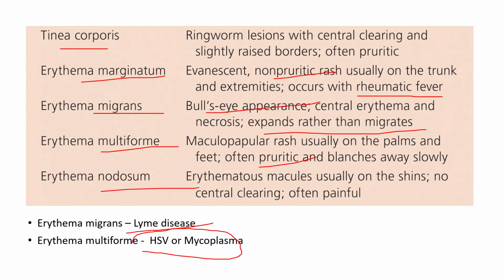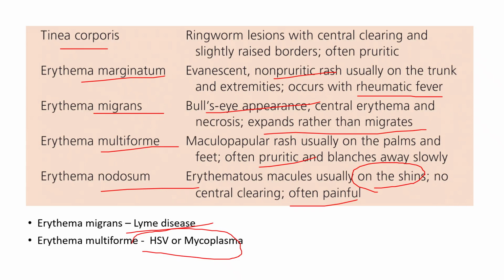Then erythema nodosum, that is erythematous macules usually on the shin. That is distribution over the shin. With no central clearing, it's often painful. You can see it with sarcoidosis. Okay, you can see it with inflammatory bowel diseases. So it has many associations. So that is called erythema nodosum.